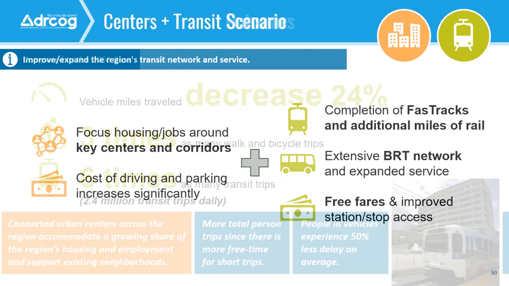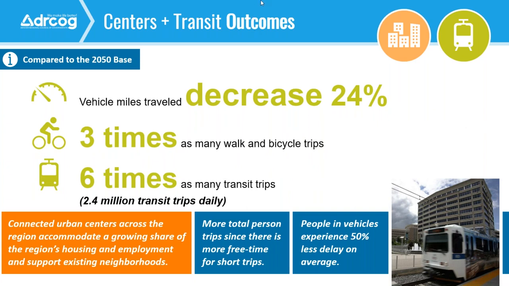So when you run these together, the center's land use scenario and the transportation scenario, compared to the 2050 base, vehicle miles of travel decreased 24%. We had three times as many walk and bicycle trips. We had six times as many transit trips. That's 2.4 million transit trips daily. We also note that there's more total person trips since there's more free time for short trips, and that people and vehicles experience 50% less delay on average.